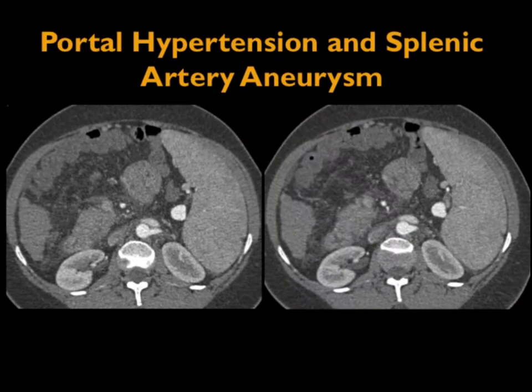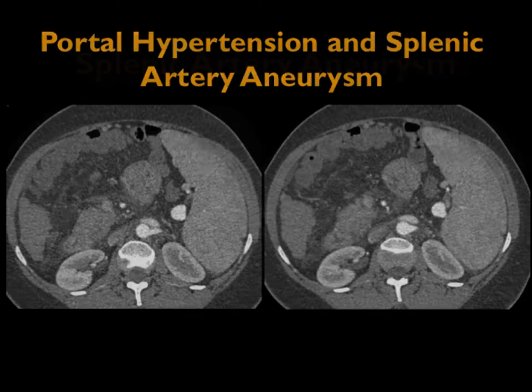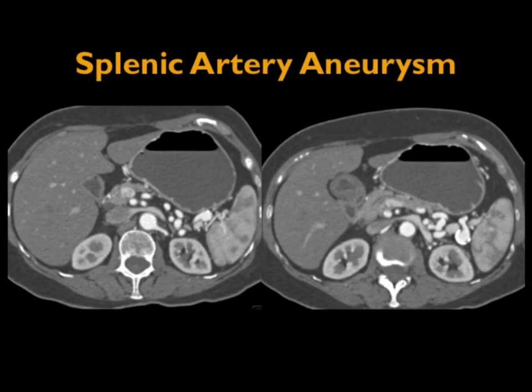I mentioned portal hypertension is one of the causes, and here's a large spleen in a patient with portal hypertension. You see a cirrhotic liver, edematous mesentery, very nice aneurysm sitting right by the hilum of the spleen. And there's another example here, again, splenic artery aneurysm near the hilum. In fact, there are 2 splenic artery aneurysms, one partially calcified, nicely shown.